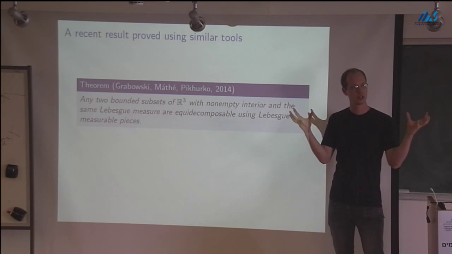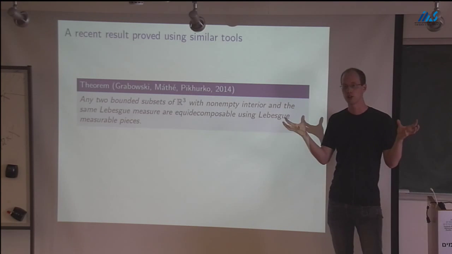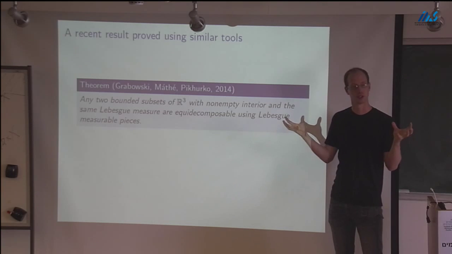So if you have two sets in R cubed, they're bounded, they have non-empty interior and the same measure, you can equidecompose one to the other using pieces that are Lebesgue measurable.